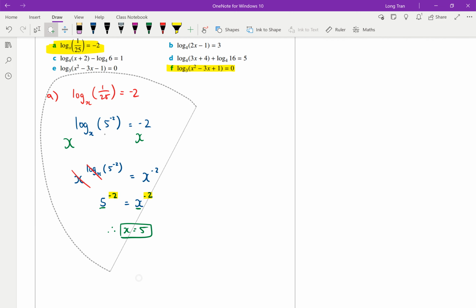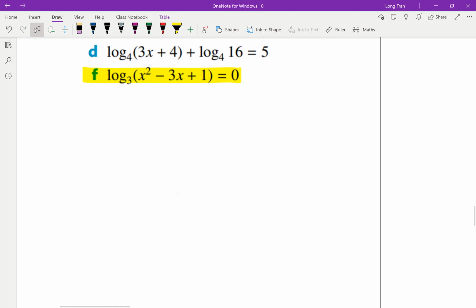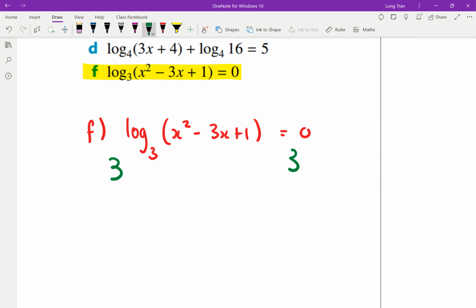I'm going to move this, make it a bit smaller, just so I can work with this space over here. So let's do F now. In F, what do we have? We've got log base 3 of x squared minus 3x plus 1 is equal to 0. Same thing, I would try to get rid of that logarithmic base 3 by doing the inverse of log, which is exponential base 3. So I'm going to do exponential base 3 to the left, exponential base 3 to the right. And what that means is I'm doing 3 to the power of log base 3 of x squared minus 3x plus 1, and I'm doing 3 to the power of 0 on the right-hand side.